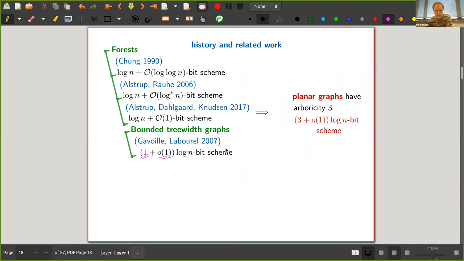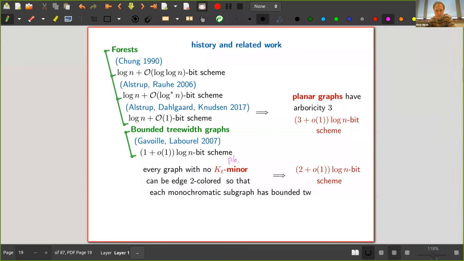And using that, we can actually do it not only for planar graphs, but for graphs with no K_t minor. In order to prove it, I think you need the structure theorem, right? That every such graph can be edge two-colored. So you color the edges with red and blue in such a way that in each color, the subgraph induced by the edges in each color has bounded treewidth. The bound is a function of t. So for planar, it would be just a constant treewidth in each color. And then plugging in the result of Gavoille and Labourel, we get a 2 plus lower order, times log n plus lower order term adjacency labeling scheme for planar graphs.